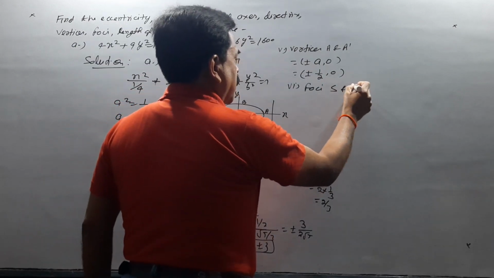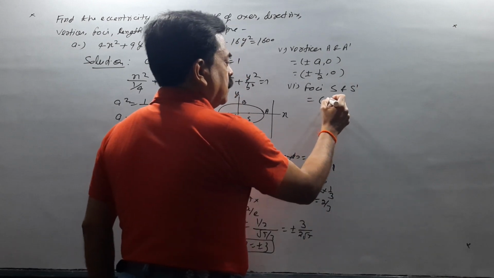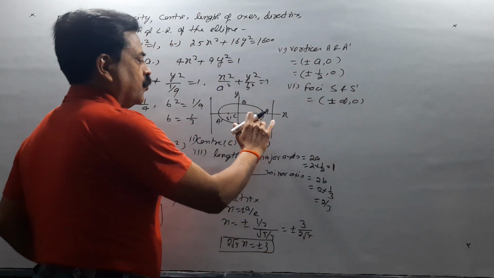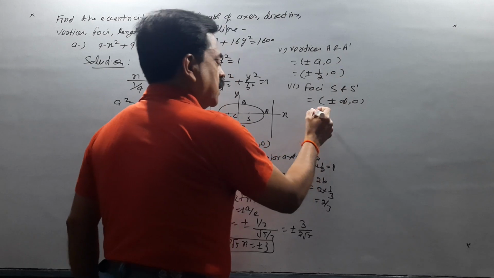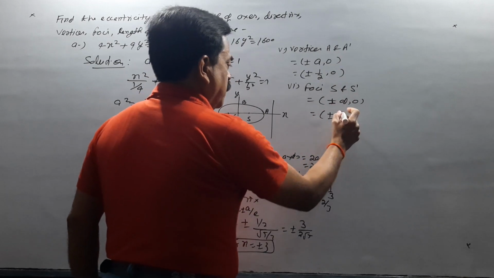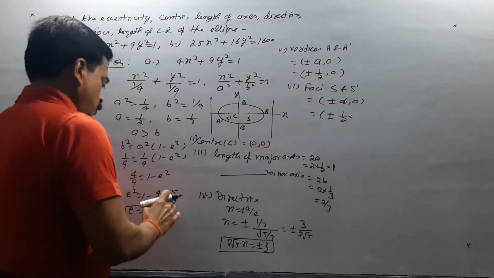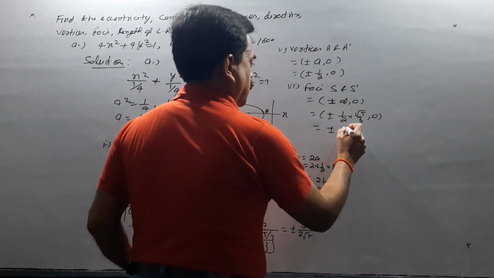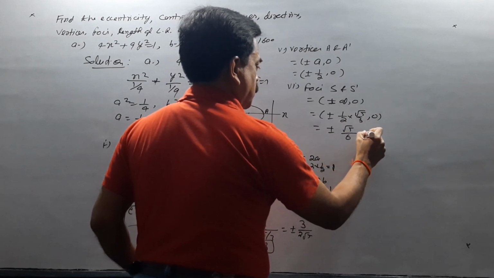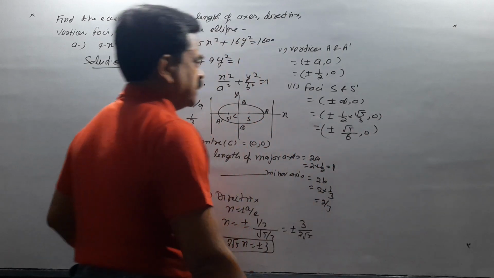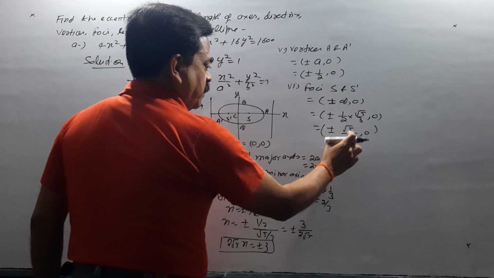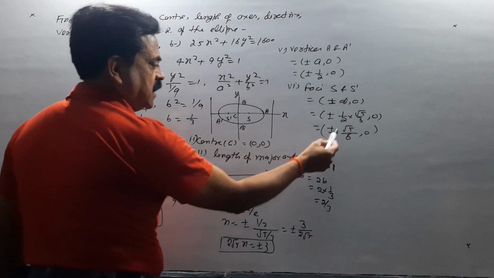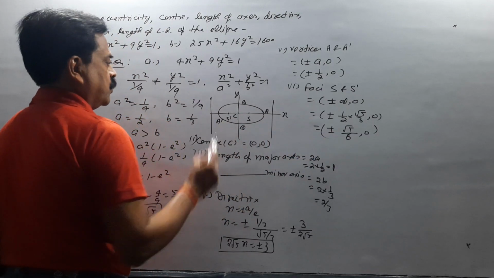Foci are S and S dash, and their coordinates are plus minus AE comma 0, because vertices and foci both are lying on the x-axis, so the y coordinate in both is 0. Substitute a is 1 upon 2, e is root 5 upon 3, so plus minus root 5 upon 6 comma 0 are coordinates of foci. Positive root 5 upon 6 comma 0 are coordinates of this focus, and minus root 5 upon 6 comma 0 are coordinates of this focus.